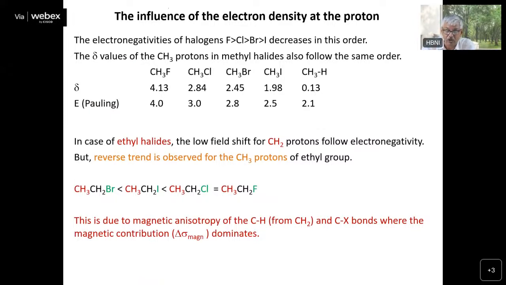But there is also the magnetic anisotropy effect of the CH group. These surrounding groups, like CH bonds and the CX bond, actually change the magnetic field experienced by the methyl group, and that depends on those bonds as well as groups and their orientation, and there are so many things. Okay, so we'll see that now. I have told you the several parameters, that the delta sigma, this magnetic effect, is very important.